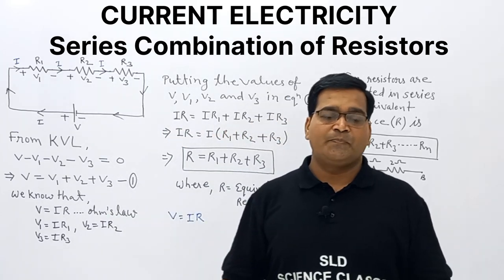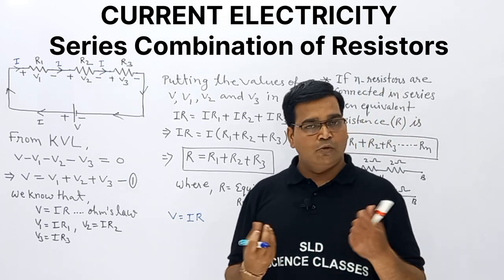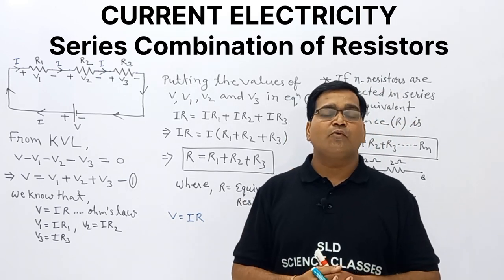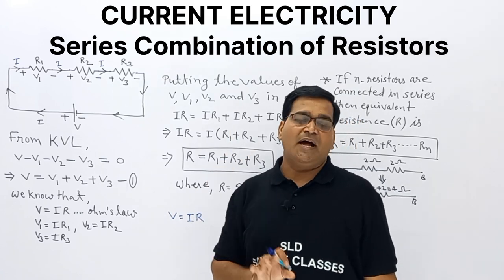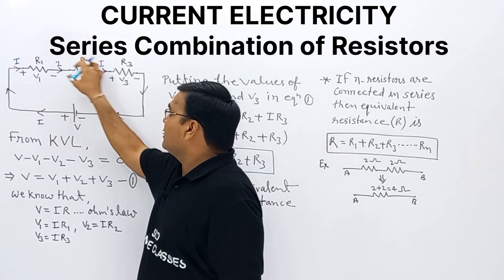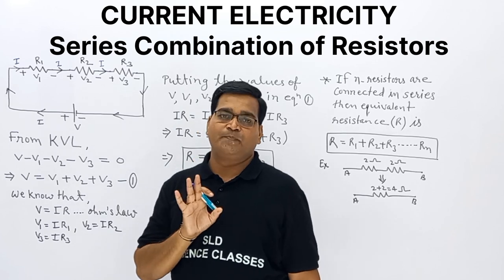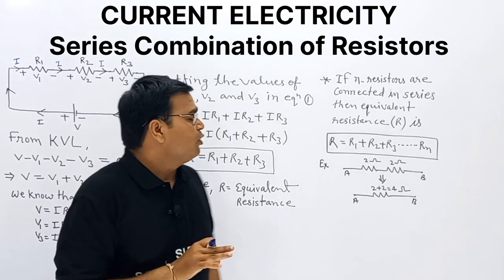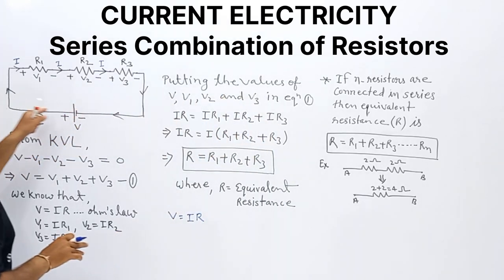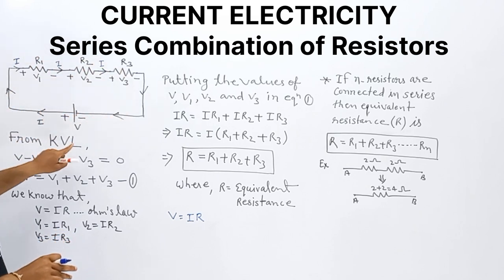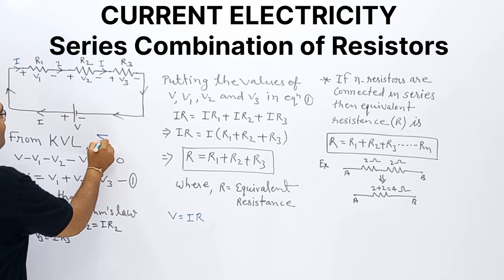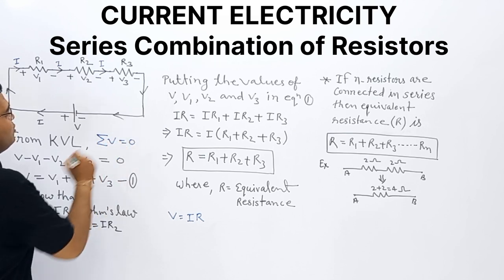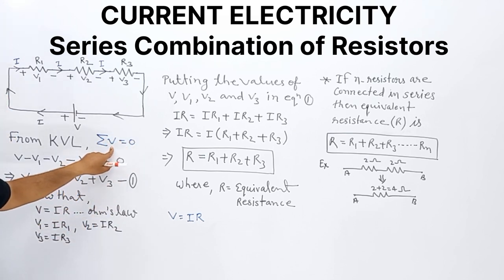What is Kirchhoff's voltage law? There are 2 laws. Kirchhoff's voltage law is the algebraic sum of the voltages in a closed path. The algebraic sum of the voltages in a closed path will be 0. Observe, the voltage sum in a closed loop will be 0. This is Kirchhoff's voltage law.